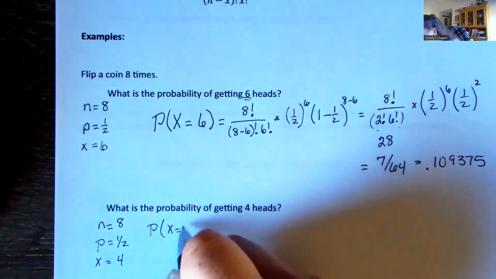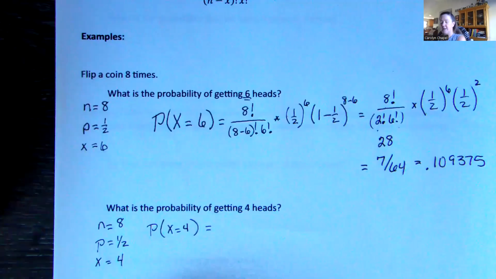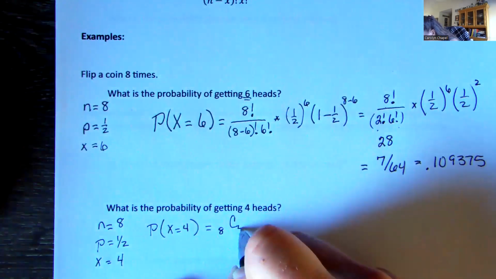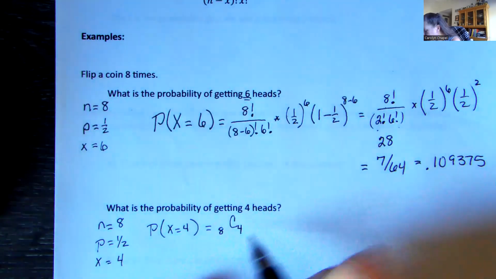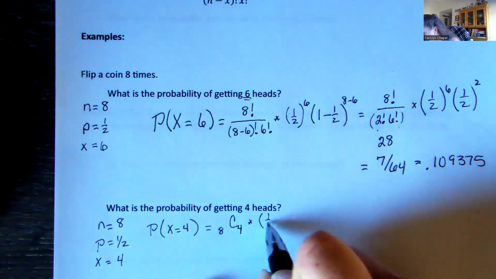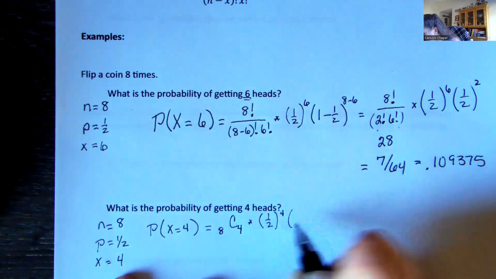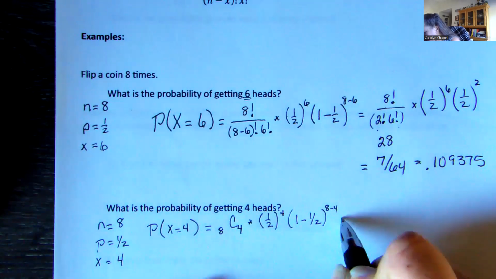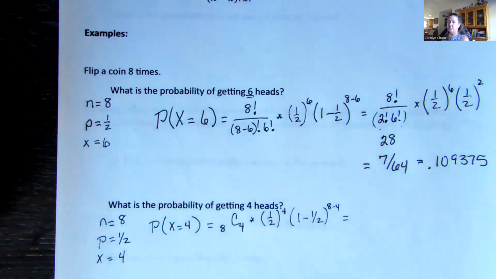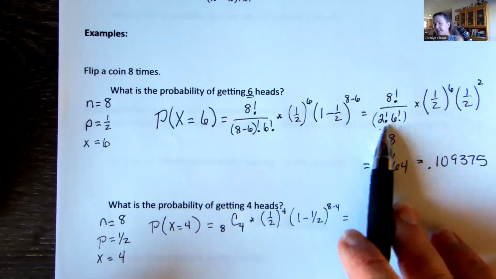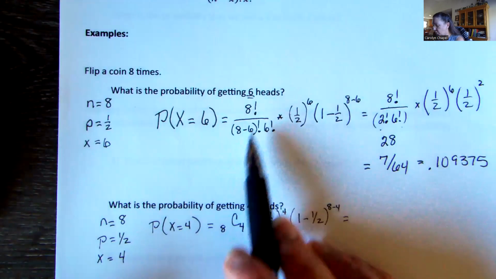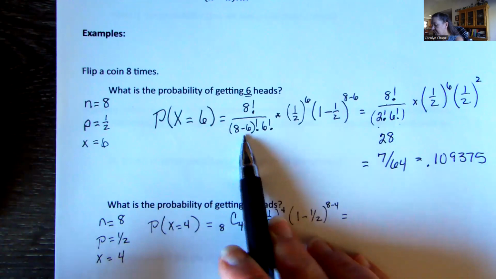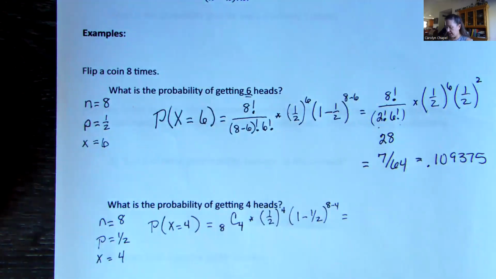And this time I'm going to actually use that combination notation. So that's telling me it's going to be 8C4, and then multiplied by my 1/2 to the 4th, and 1 minus 1/2 to the 8 minus 4. Okay. If you had done it this way, we would have had 8 over 8 minus 4 factorial, and then 4 factorial here. Then you would add a 4 factorial and a 4 factorial as well.